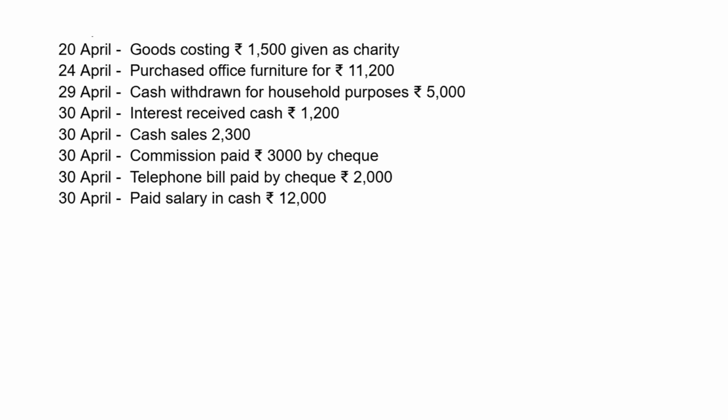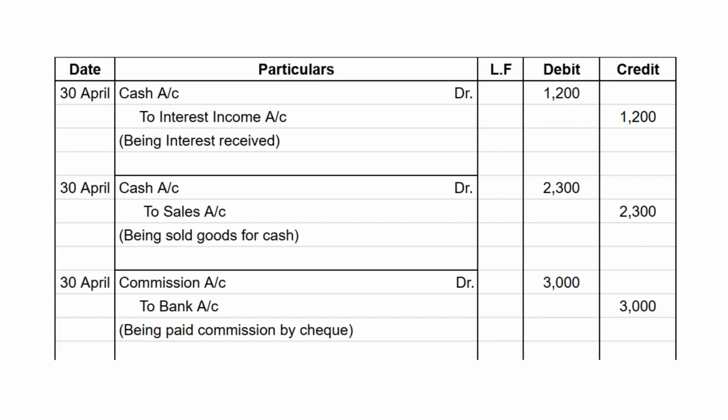Let's see how we'll record it. 30th April, commission account debit 3000 rupees on the debit side to bank account 3000 rupees on the credit side. And the narration is being paid commission by check.